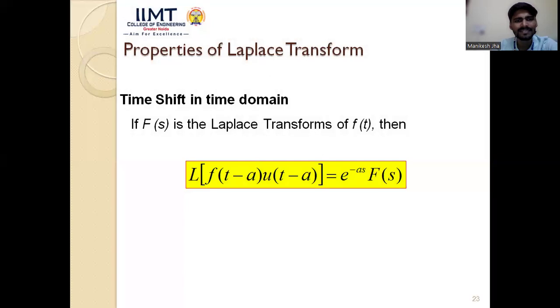Similarly, the third one is the shifting property in the time domain. The Laplace transform of f t is F of s. Now we shift this time t by a units, so we take the signal as f of t minus a, u of t minus a. The Laplace transform is e to the power minus as into F s. This a is the same as the shifting unit; how much shift we provide, this a and this a are both the same. So for the shifting property we get e to the power minus as into F of s.